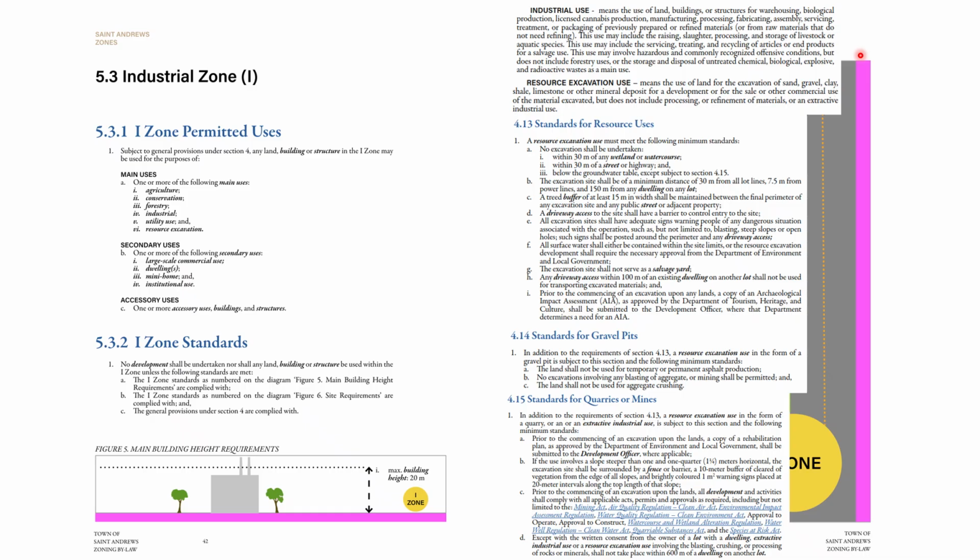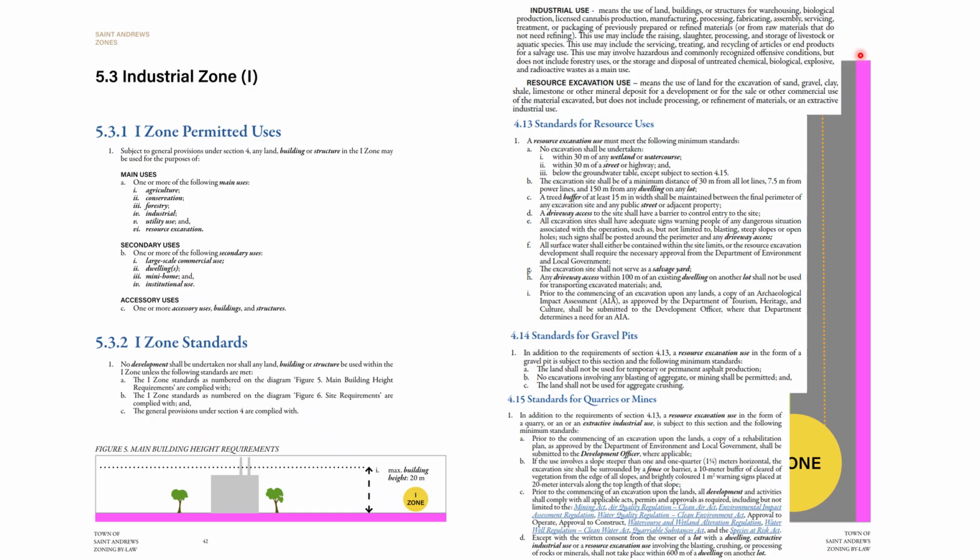Resource excavation use, as another main use, is defined as the use of land for excavation of sand, gravel, clay, shale, limestone, or other mineral deposit for a development or for the sale or other commercial use of the material excavated, but does not include processing or refinement of materials or an extractive industrial use. Extractive industrial uses can only happen through an amendment to this bylaw. There's also general standards for resource uses and specific types of resource uses.